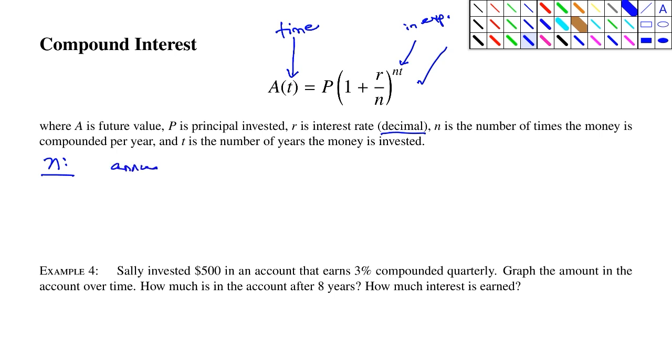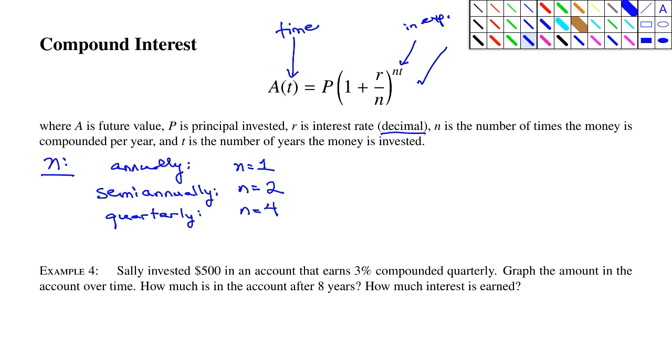If they say that the money is compounded annually, then that means N is equal to 1. If they say it was compounded semi-annually, then N is equal to 2. It's twice per year. Quarterly means that the money is compounded 4 times a year, because quarter. Monthly would be every month. And there are 12 months in a year, so N is 12. And daily is N is equal to 365 days in a year.